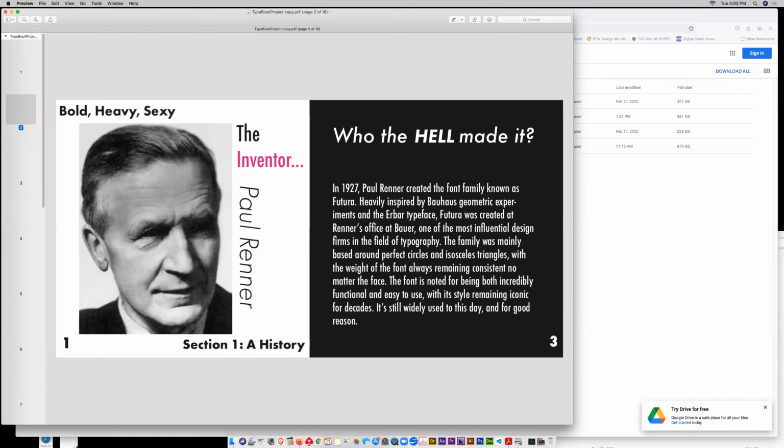But again, I'm going to read through the body copy here, just like I did with Kelly. So in 1927, Paul Renner created the font family known as Futura, heavily inspired by Bauhaus geometric experiments and Bauhaus typeface. Futura was created at Renner's office in Bauer, one of the most influential design firms in the field of typography. The family was mainly based around perfect circles and isosceles triangles, with the weight of the font always remaining consistent no matter the face. Font is noted for being both incredibly functional and easy to use, with its style remaining iconic for decades. It's still widely used to this day, and for good reason. Cool.